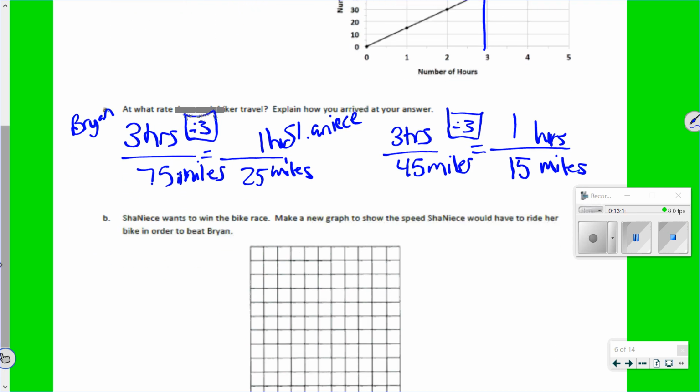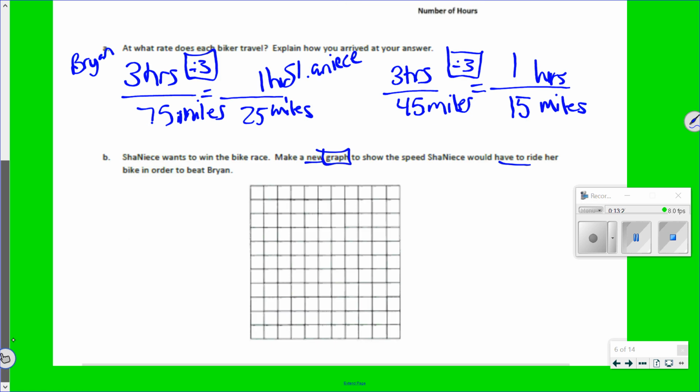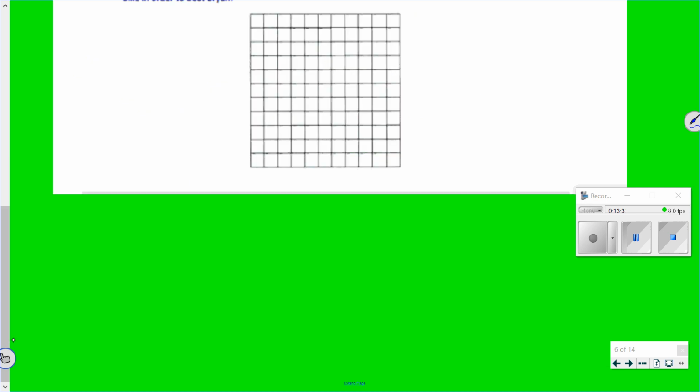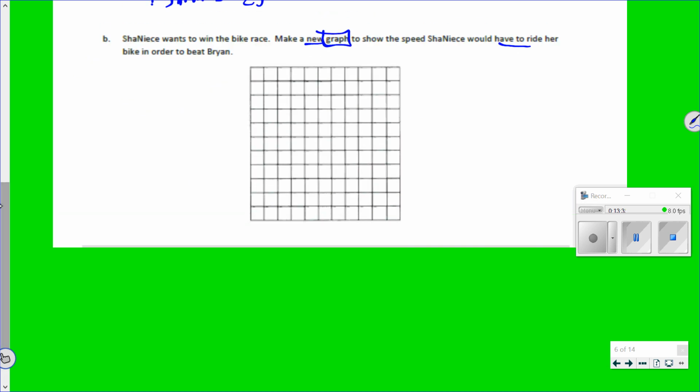So now, Shanice wants to win. So we're going to make a new graph to show the speed Shanice would have to ride in order to beat Brian. So what's the first thing we need to do as we're building a graph? Title, right? So what do you want to call this? Need to win. Okay, I'll call it bike race. I like that one. Or you can call it specifically, because we're talking about Shanice, Shanice's speed or bike race.